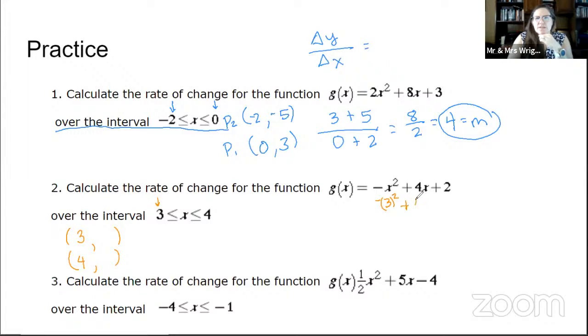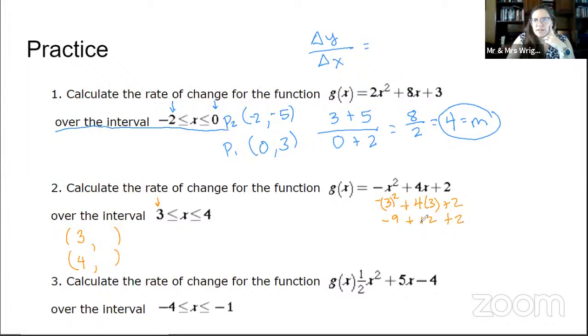Okay, plus 4 times 3 plus 2. So 3 squared is 9. So this is -9 because you square it, then you add the negative on there. And then plus 4 times 3 is 12 and plus 2. And I do highly encourage you, if you have a calculator, to go ahead and use that. I just don't happen to have mine on me right now.